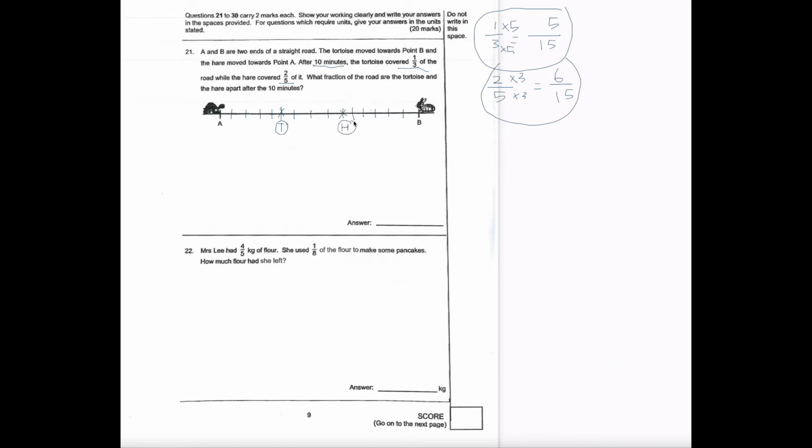So let's continue reading the question. What fraction of the road are the tortoise and hare apart after 10 minutes? So this is exactly after 10 minutes, and they're asking you the distance between here and here. Not the distance, but the fraction. So this whole thing has 15 spaces, so it's over 15, and let's count. 1, 2, 3, 4. So the answer will be 4 over 15. I'm using this very simple method to see it because they drew a line for us, so why not just utilize it to benefit ourselves, correct? So basically the answer is 4 over 15.